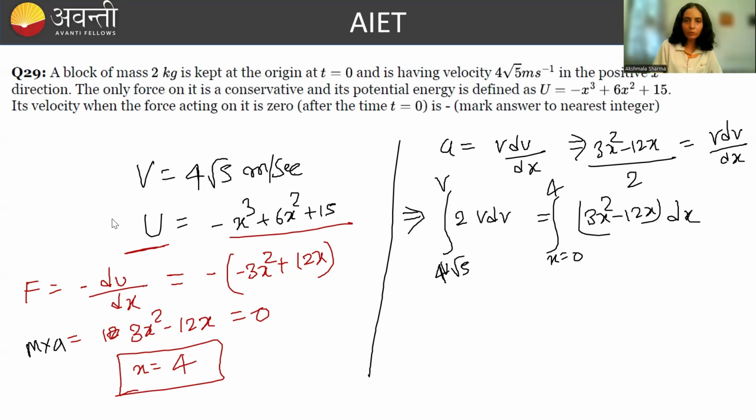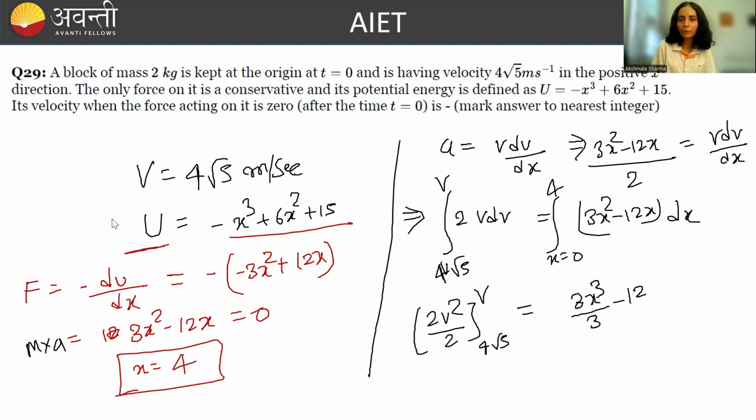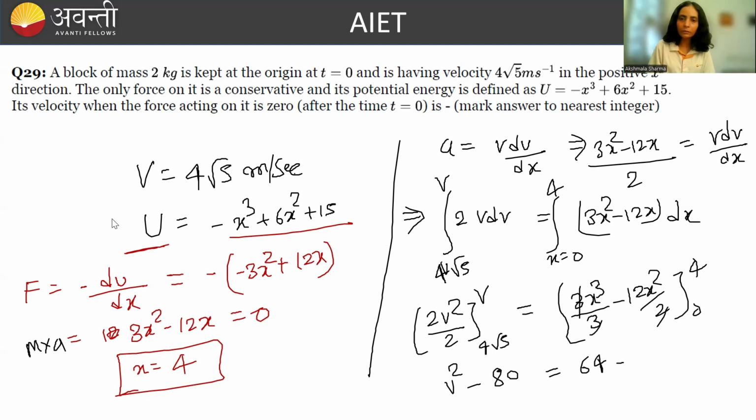So this will become 2v square by 2, 4√5 to v. And this is equal to 3x cube by 3 minus 12x square by 2, 0 to 4. So if you calculate it here, v square minus 80. And this is equal to 64 minus, this is going to be how much? This is 6 now, 6 into 16. So that is 96. Done.